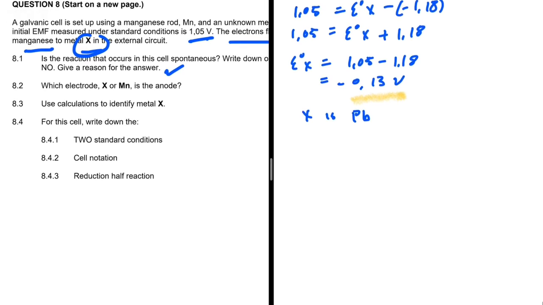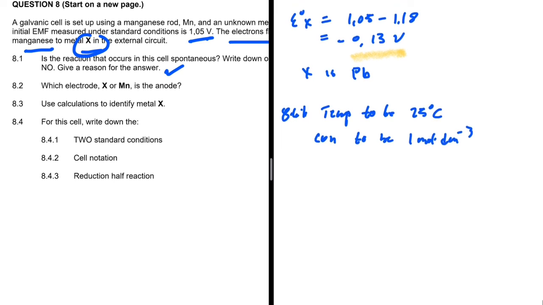Let's take a look at 8.4. 8.4.1: write down the two standard conditions for this cell. We know fully well that we need the temperature to be 25 degrees Celsius, or 298 kelvin. That's one of the conditions that we need. Another condition we need is the concentration to be 1 mole per decimeter cubed. These are our standard conditions.